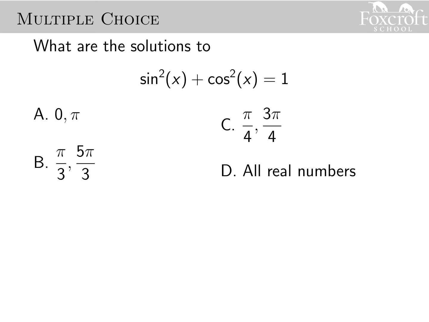All right, again, to finish up, what are the solutions to sine squared of x plus cosine squared of x equals 1? All right, so think about those identities that we used. What values would make this true?